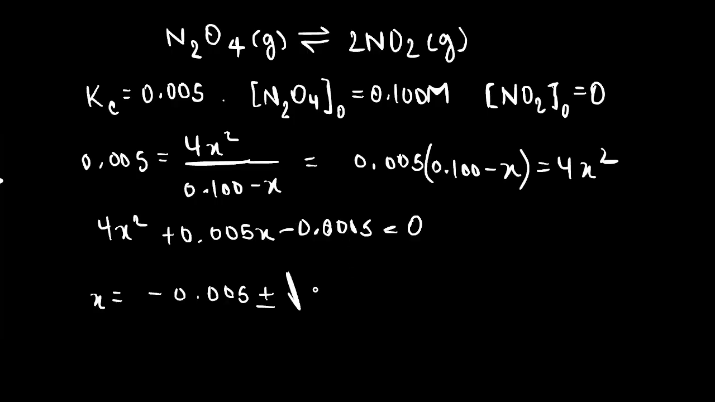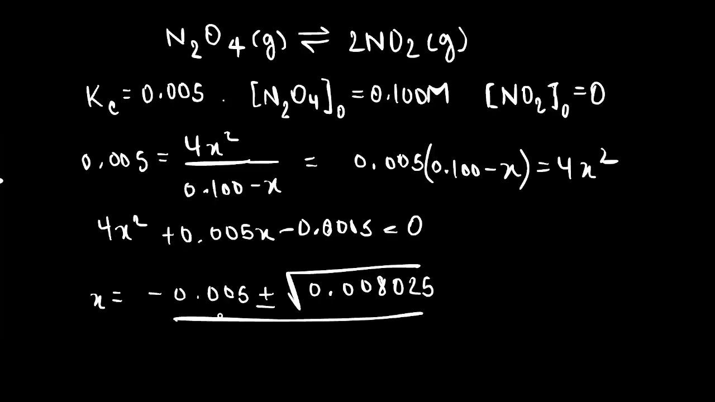This is just going to give us 0.000025, that's our b squared, minus 4ac is going to be giving us 0 plus 0.008. So if we simplify that, we end up getting the square root of 0.008025, divided by our 2a, right? For our quadratic formula, 2 times 4 is 8.